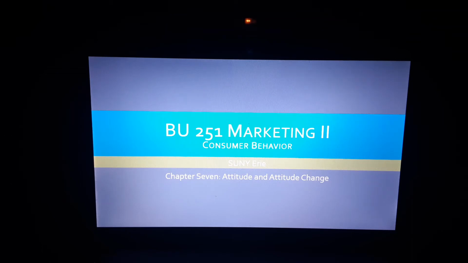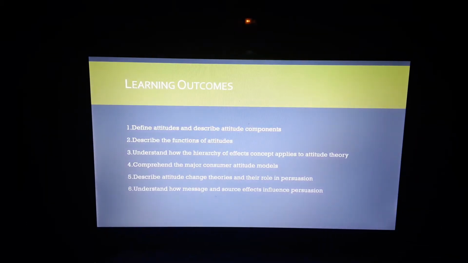Hi everyone, here we are back to chapter 7, the final chapter in this section before we move on to the next one. So we're going to talk about attitude and attitude change. Our learning objectives are defining attitudes and describing attitude components, describing the functions of attitudes, understanding how the hierarchy of effects concept applies to attitude theory, comprehending the major consumer attitude models, describing attitude change theories and their role in persuasion, and understanding how message and source affect persuasion.